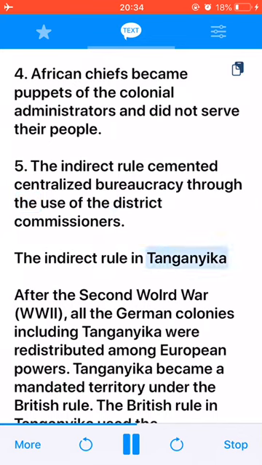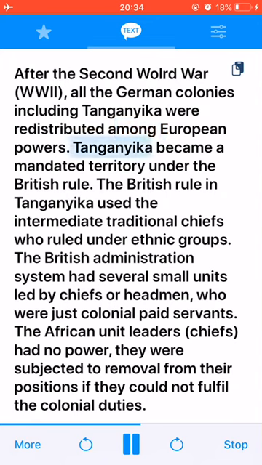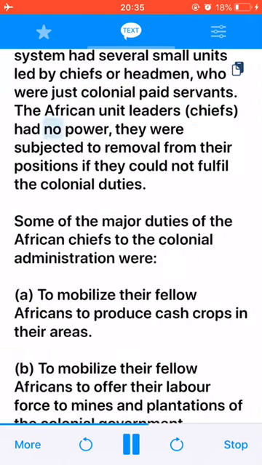The indirect rule in Tanganyika. After the Second World War, all the German colonies, including Tanganyika, were redistributed among European powers. Tanganyika became a mandated territory under British rule. The British used intermediate traditional chiefs who ruled under ethnic groups. The British administration system had several small units led by chiefs or headmen, who were just paid colonial servants. The African unit leaders, chiefs, had no power. They were subject to removal from their positions if they could not fulfill the colonial duties.